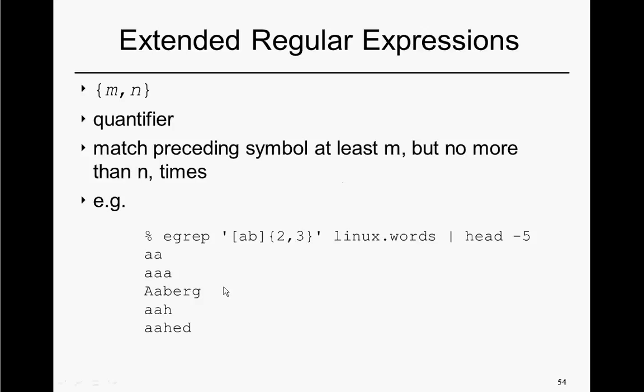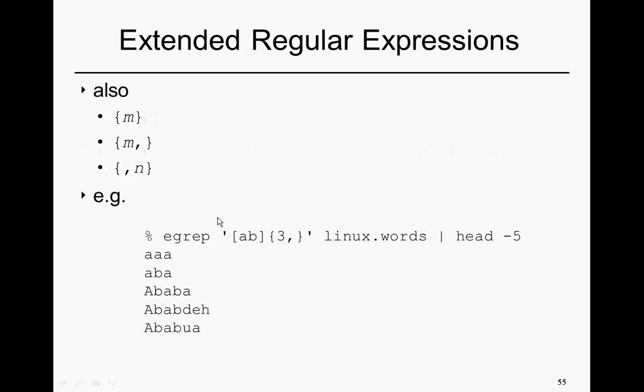A further variant of this supports saying exactly m matches, m or more matches, or up to n matches. So here we're doing 3 or more matches. And you can see here we have some ABABs, etc. So here we're saying this group gets matched at least 3 times.